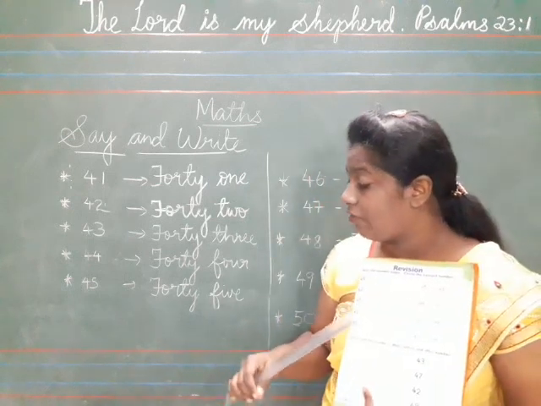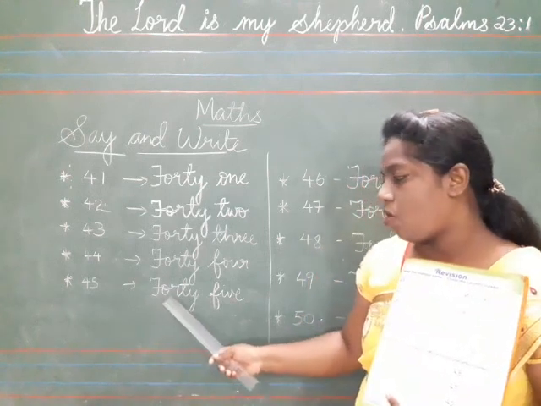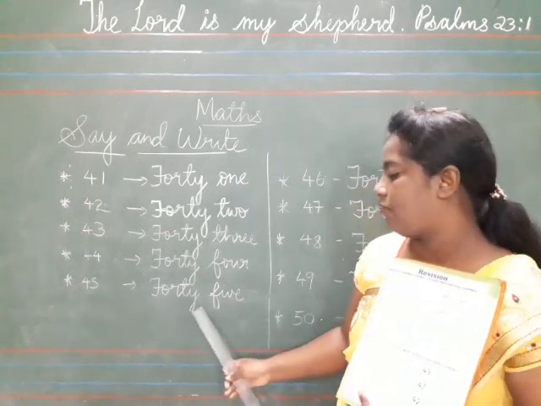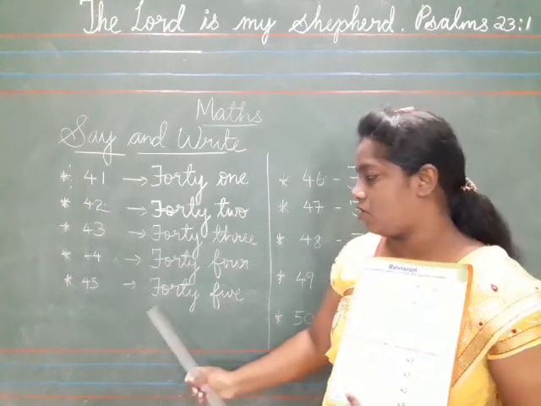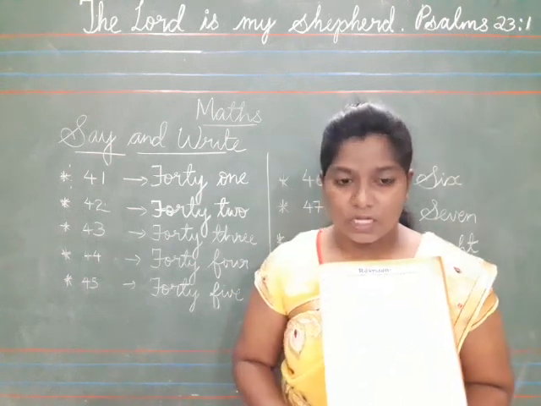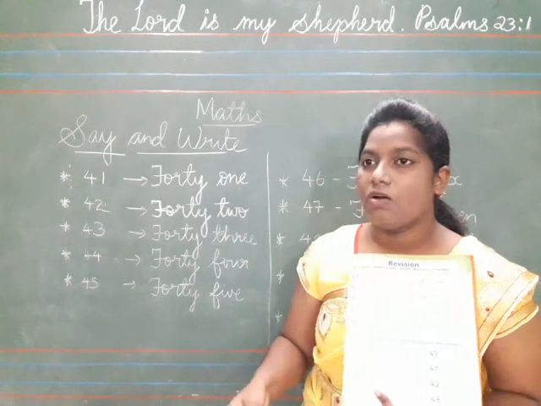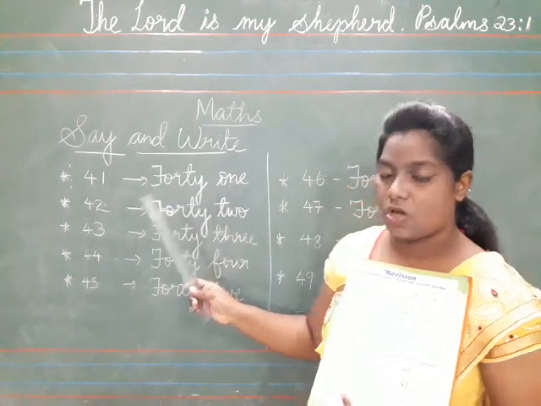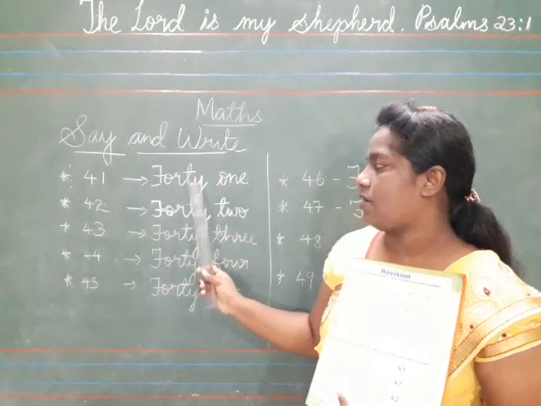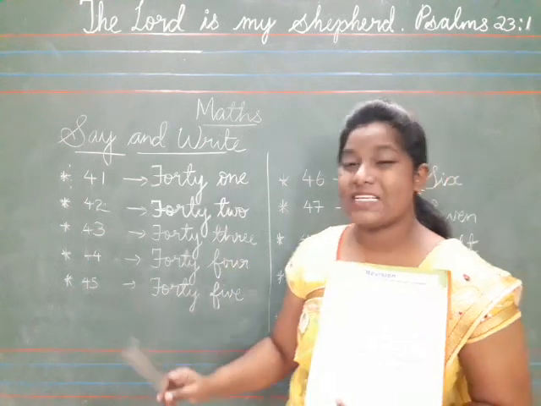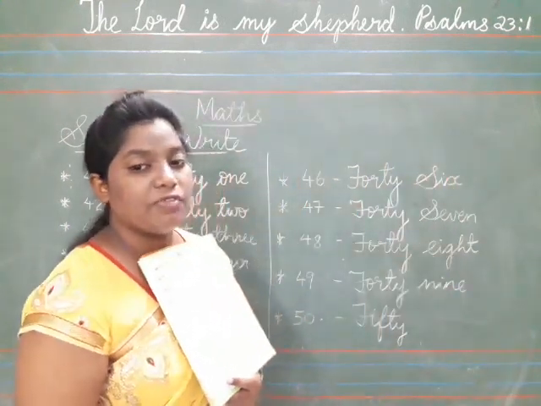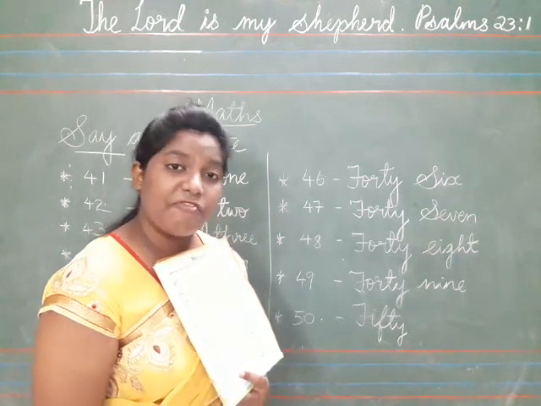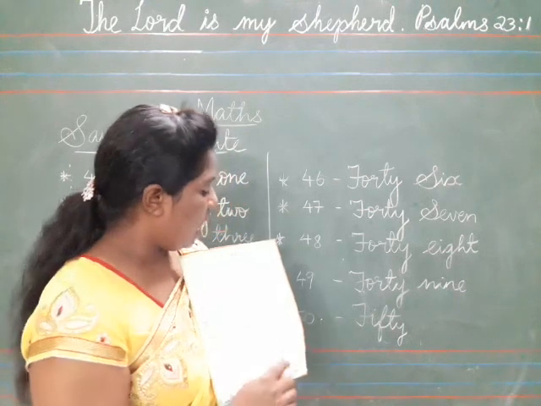What is the next? 45. What is the spelling of 45? F-O-R-T-Y, 45, F-I-V-E 5. What is next? 41. F-O-R-T-Y, 41, O-N-E. What is the last? They have written 50. What is the spelling? F-I-F-T-Y, 50. If you have written, we are moving on to the next one.